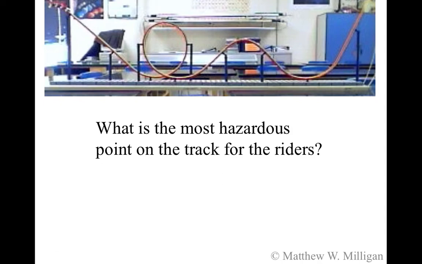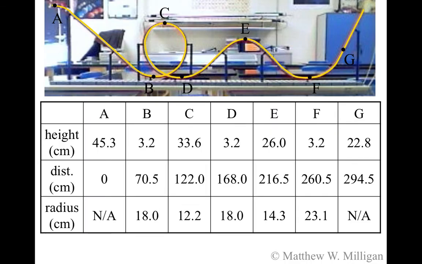This is a setup that Mr. Milligan has in his classroom that is part of these, and I'm going to go through these, but I'm going to leave it up to you to solve this, although I have posted the work for this on Canvas. So what is the most hazardous part on this track? Well, these are the height in relation to the table, distance from point A on the track, and then the radius of the curve at each point.